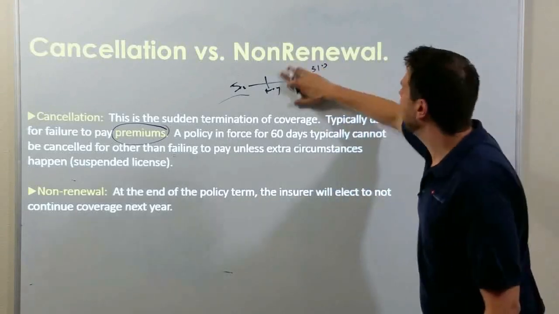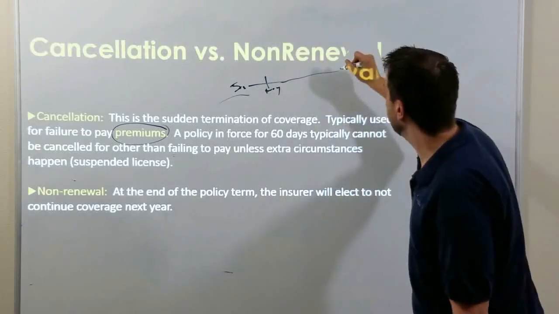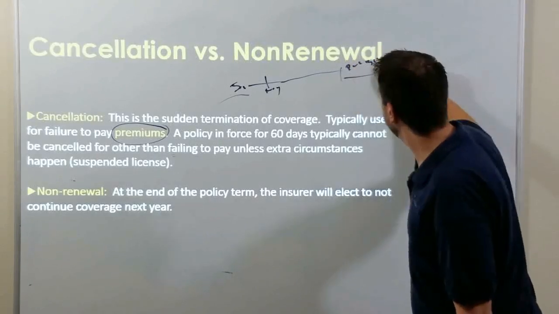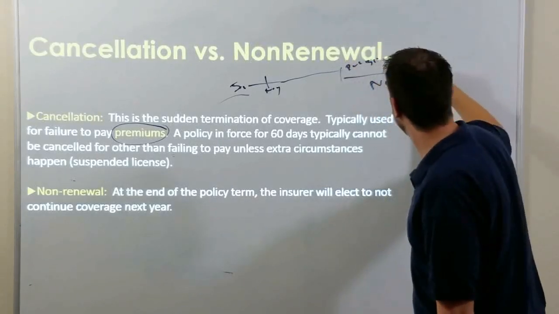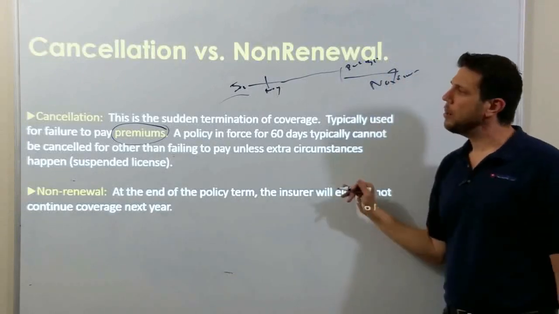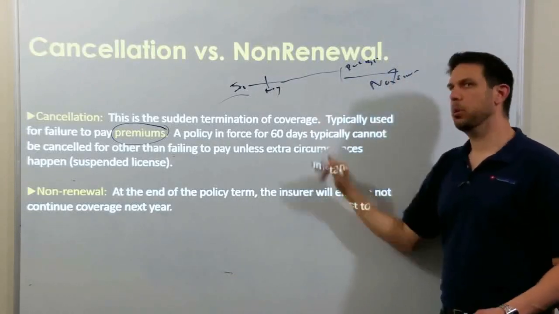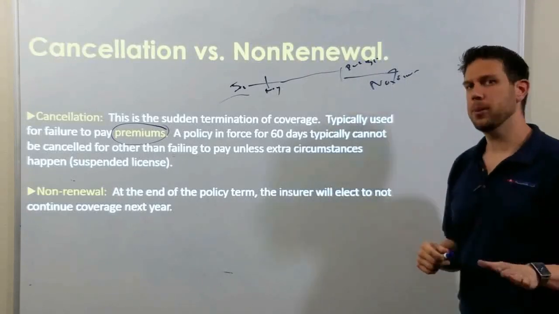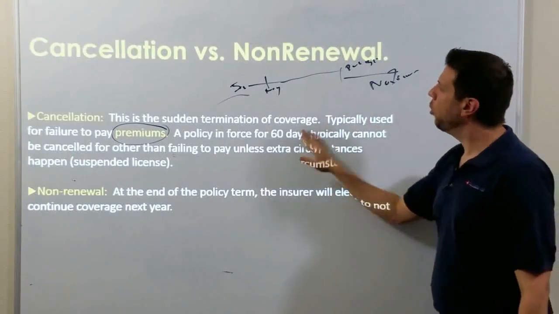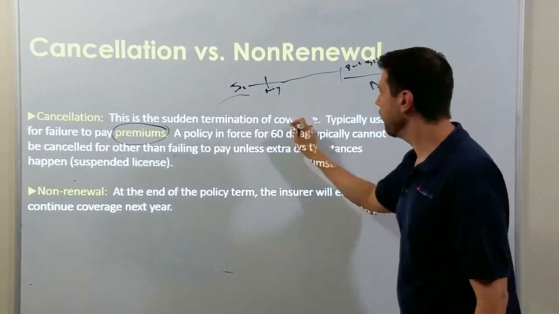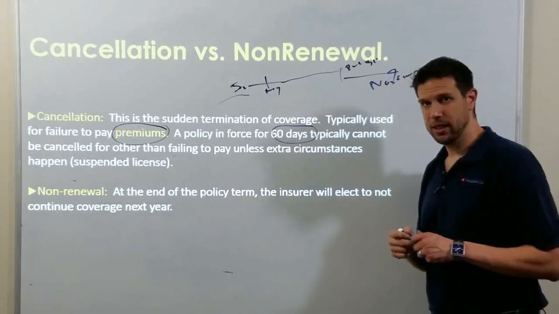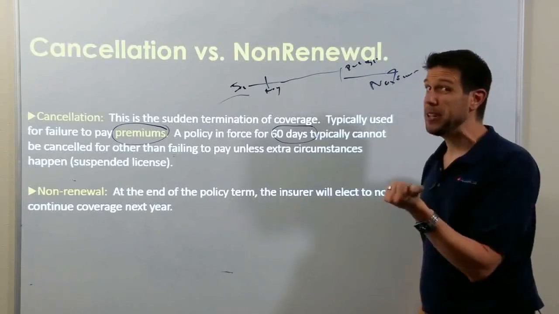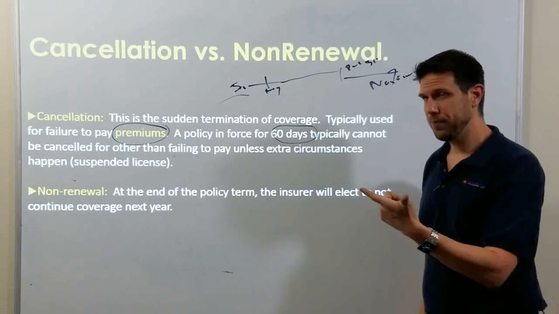Non-renewal is where they have to take you to the end of the year. Then they decide they don't want you next year. A lot of people get cancellation and non-renewal mixed up. In homeowners and auto insurance, they can only cancel you during the first 60 days for any reason. After that, you either have to not pay your bill or have committed fraud.